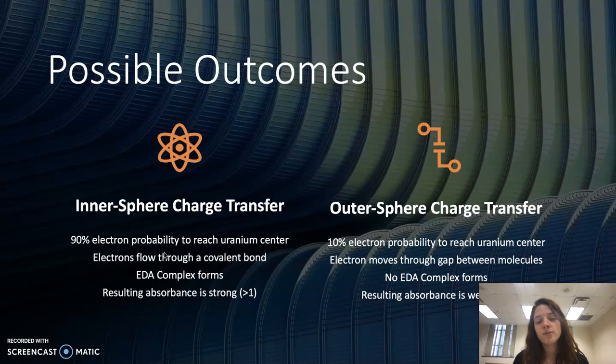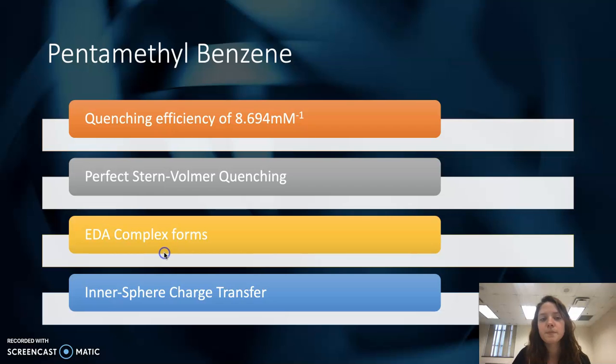In the case of an inner sphere charge transfer, there is a 90% chance that the electron will reach the uranium center. Electrons flow through a covalent bond, an EDA complex forms, and the resulting absorbance is very strong. In the case of an outer sphere charge transfer, there's only a 10% chance that the electron will reach the uranium center. Electrons will be forced to move through the gap between molecules, no EDA complex can form, and the resulting absorbance is considerably weaker.